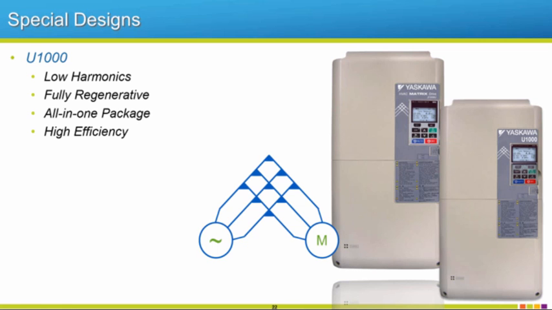We use switching very similar to a regular drive's IGBTs, but these IGBTs are bidirectional. And there's actually a couple more. So instead of our 6, around 9 of these bidirectional IGBTs for this U1000. It's all in one package, very low harmonics. Because we don't have that diode front end, we don't have that clipping issue that creates a lot of harmonics on our input side. I think this is the only drive like it on the market.